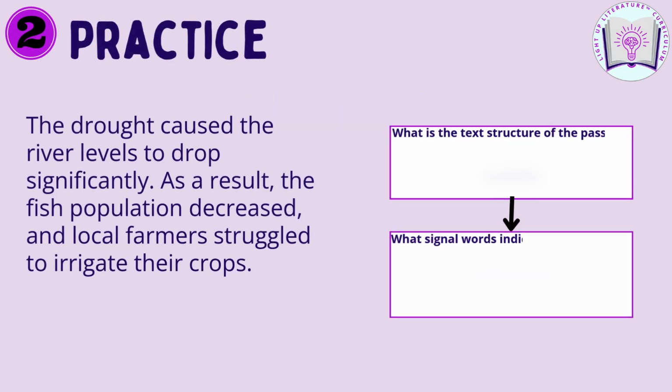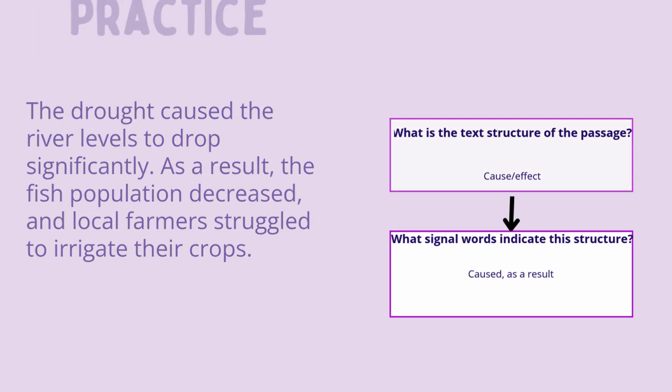The structure in practice 2 is obviously cause and effect because we have one problem that causes everything else. So that's how we're able to easily identify it. Plus, we have our clue words caused and as a result.